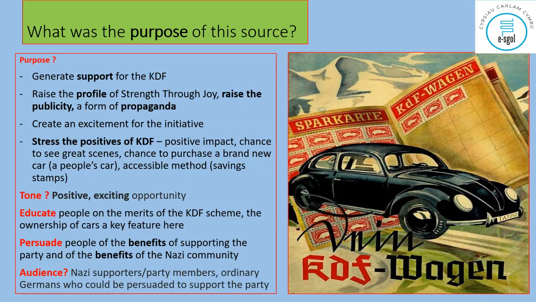Now we're going to focus on our friend Jeep. Perhaps one motive is to educate people on the merits of the KDF scheme, to stress that ownership of cars is a key feature here. It's a straightforward method, accessible for all, even people with a relatively low wage or an average wage. Maybe it's to persuade people of the benefits of supporting the party and the benefits of joining this infamous Nazi community, to foster a sense of togetherness.